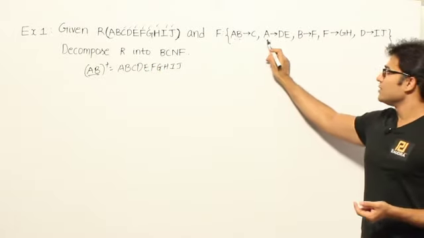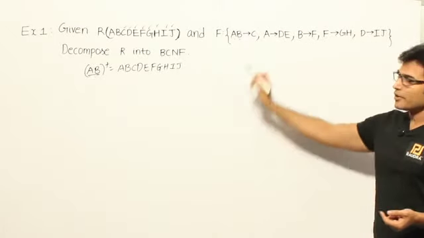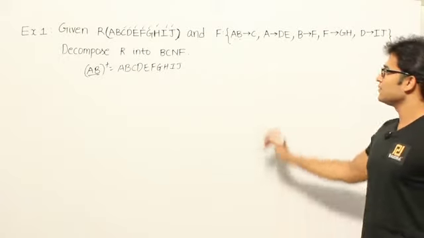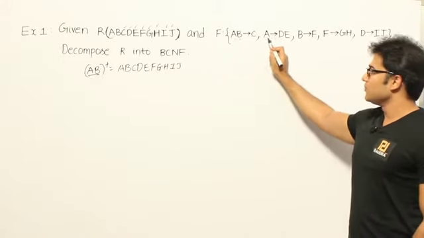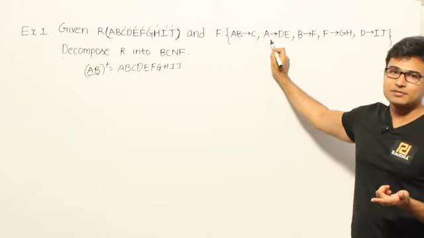One is this: A determines DE, right? And B determines F, F determines H, all of them. Now let's try to find whether the left side is a super key or not. If you see this, the left side is not a super key. In fact, this is a partial dependency, isn't it?